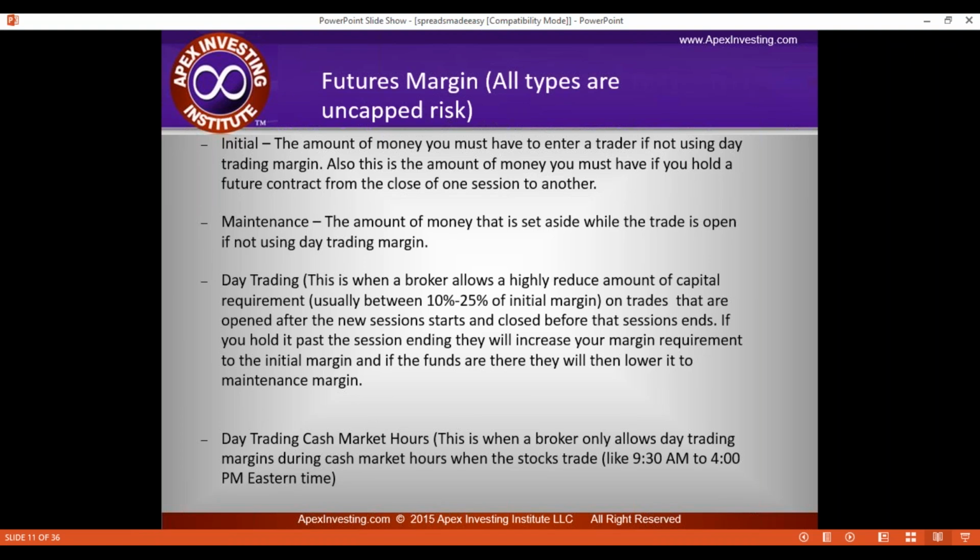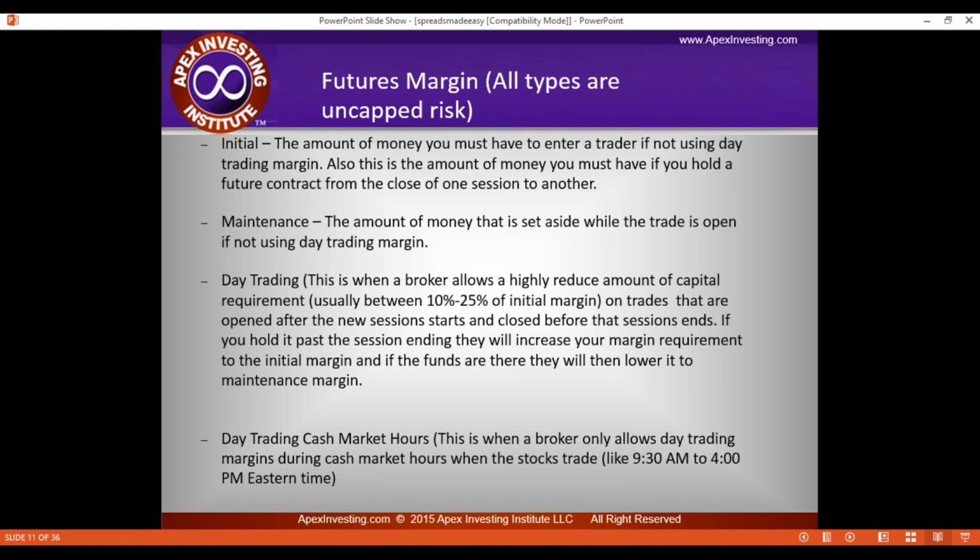Let's talk about futures. Let's say that you're trading futures. You have a futures account, you're actually trading futures contracts. There are several different types of margins required there, and different brokers have different margin requirements. You have your initial margin, which is the amount of money you have to have to enter a trade if you're not using day trading margin. Also, this is the amount of money you must have if you want to hold a futures contract from the close of one session to another, like overnight. Maintenance is the amount of money that's set aside while the trade is open if you're not using a day trading margin. Day trading margin is usually a little bit or quite a bit less.